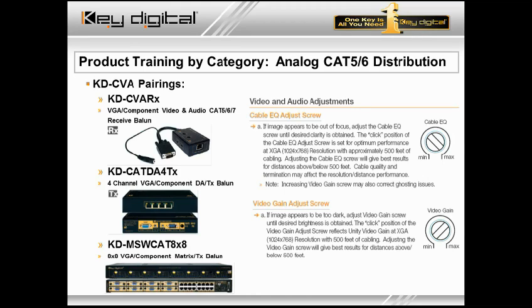Or we sell the receive by itself to marry in with this Cat DA 4TX, or to marry in also with our analog matrix KD MSW CAT 8x8 that we'll introduce you to later in this training curriculum, where this is also the receive balun. So even if you start with the DA and upgrade to a matrix, knowing that they're going to introduce more sources down the line, that's of course possible without having to overhaul the receive balun portion of the installation as well.